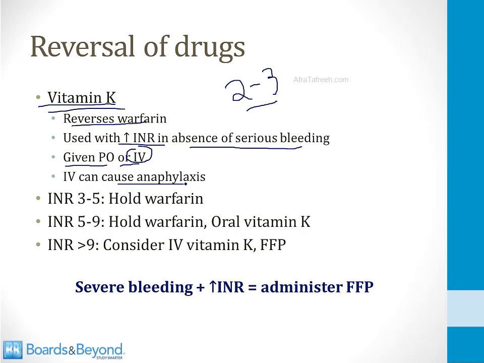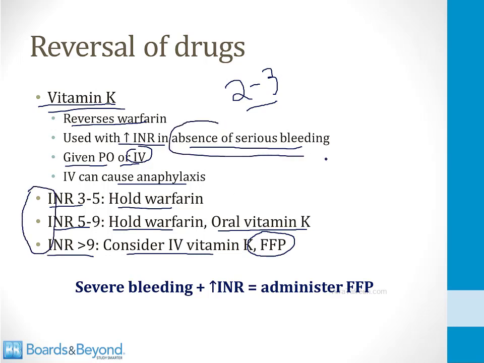So for example, if the INR gets high, such as 3 to 5, most people will just hold the warfarin. If the INR is higher than that, like 5 to 9, many people will hold the warfarin and also give a dose of oral vitamin K to bring down the INR. If the INR gets dangerously high, like greater than 9, this is when IV vitamin K is sometimes administered, or people sometimes use FFP. And keep in mind that all these suggestions I've written here on the screen are only for when there's an absence of serious bleeding.